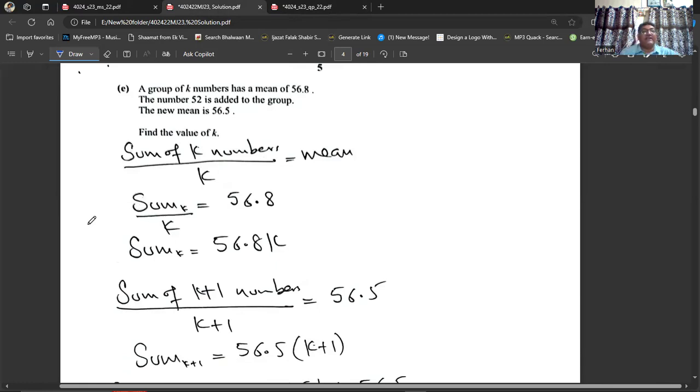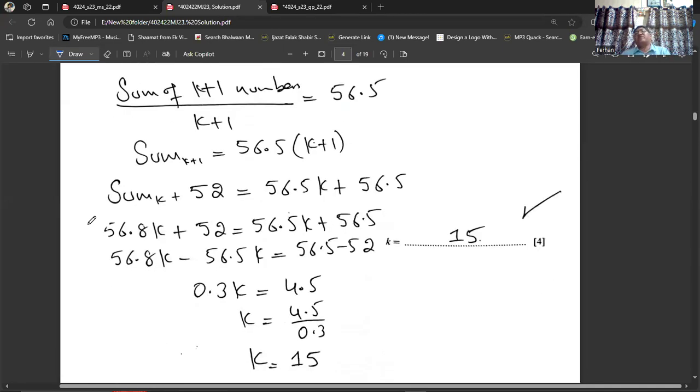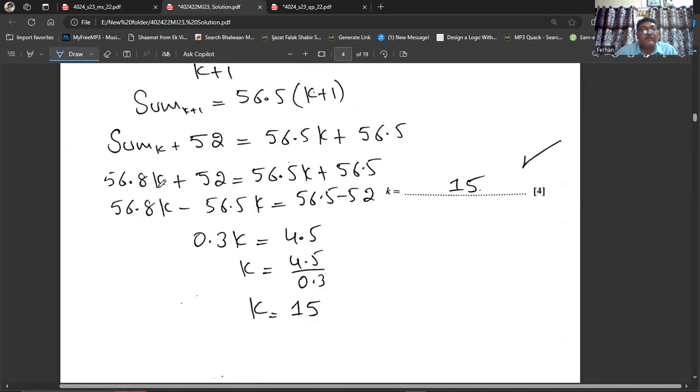So you can see the sum of the k numbers divided by the k is equal to the mean. So sum of the k numbers will be 56.8k. Sum of the k plus 1 numbers divided by the k plus 1, that is the mean, is 56.5. Now the sum of the k plus 1 will be equals to 56.5 bracket k plus 1 bracket close. So that is sum of the k plus 1 is actually the sum of the k plus 52, the number which you added in it. So sum of the k plus 52 is equals to 56.5k plus 56.5. Now sum of the k we have already found, that is 56.8k. So in the place of this, I will put this. 56.8k plus 52 is equal to 56.5k plus 56.5.